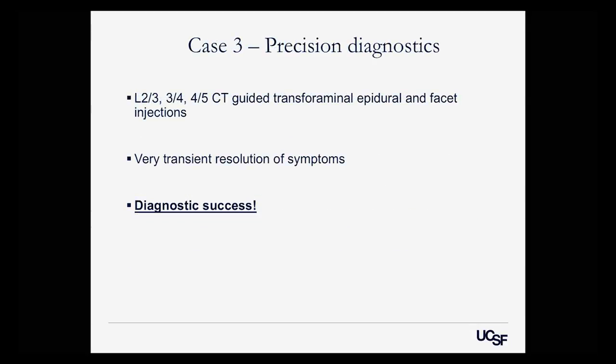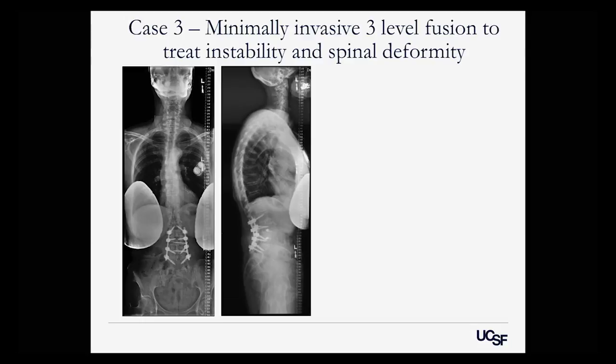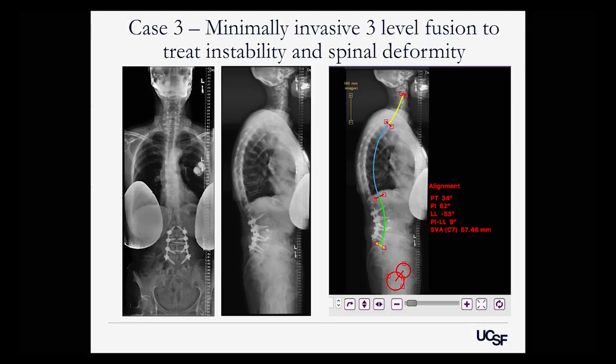And again, she went for CT-guided transforaminal epidural steroid injections and facet injections at L2-3, 3-4, and 4-5, so those levels where there's instability and stenosis at the bottom. And she had only a couple of days of very, very good resolution of pain. And again, this is a diagnostic success. And so I felt confident that just by treating those three levels at the very bottom of her spine, minimally invasively, I could help both with her spinal deformity as well as decrease the pressure around her nerves. And in this case, I felt it was a very good radiographic result.